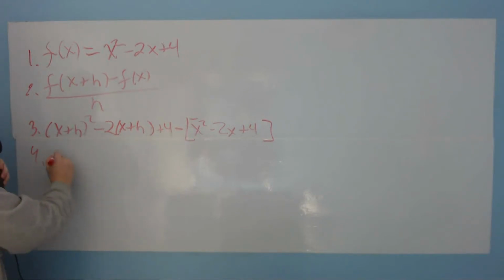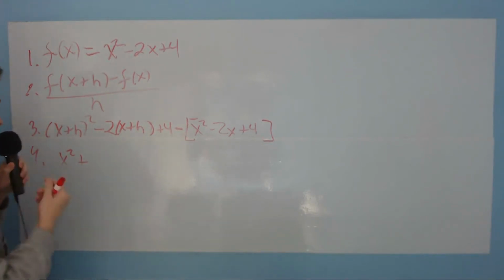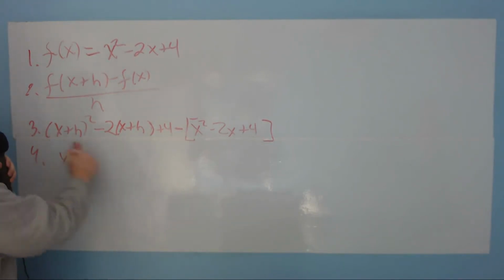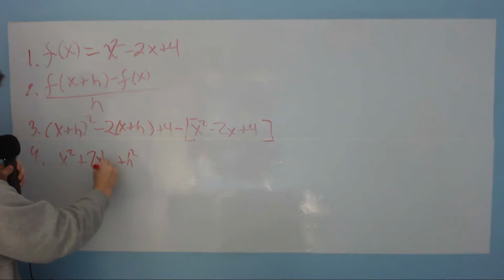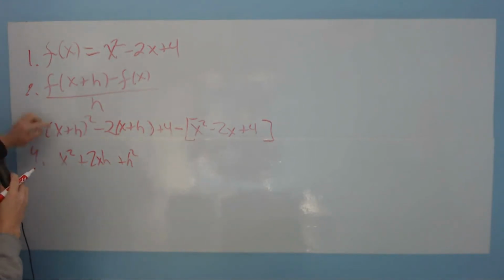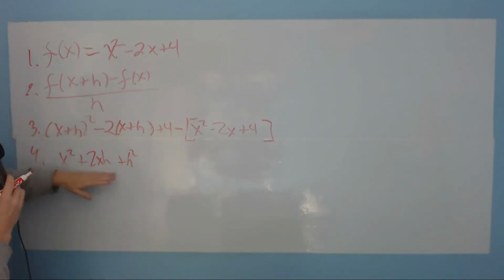So here I'm going to put x squared plus, and the way I do these multiplications fast is I square the first one, I square the last one, which is h squared, and then in the middle, you take the x times the h and double it. So it becomes 2xh. That's how I do it fast. Again, x times h, double it: 2xh generates the middle term.